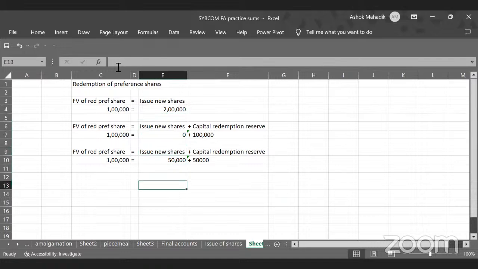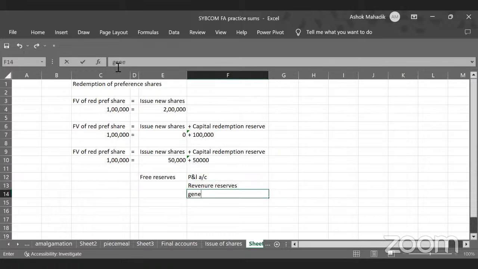Now, I'll just tell you what are free reserves. Free reserves will include P&L account, revenue reserves, general reserve, dividend equalization reserve. Sometimes sinking fund.